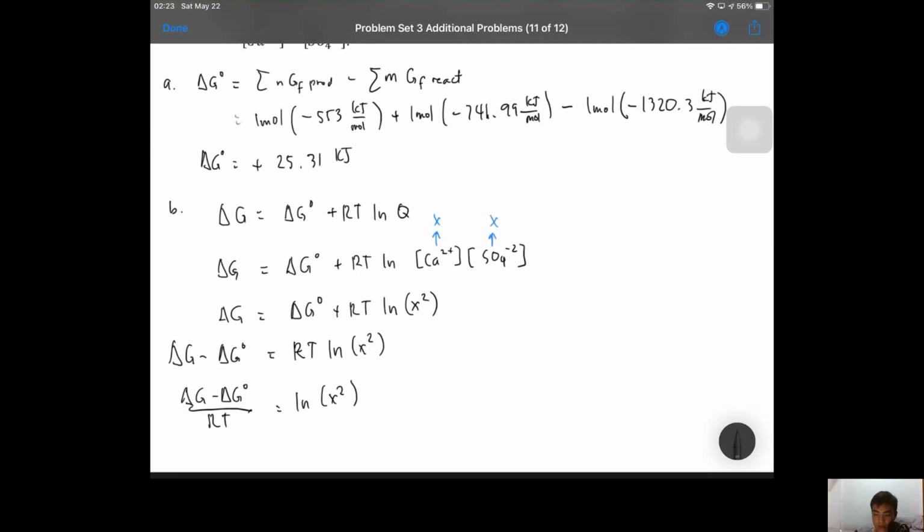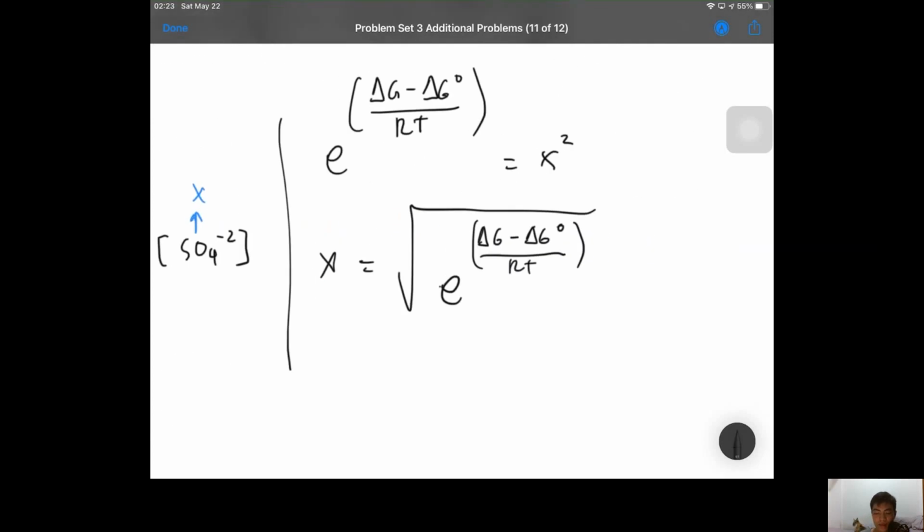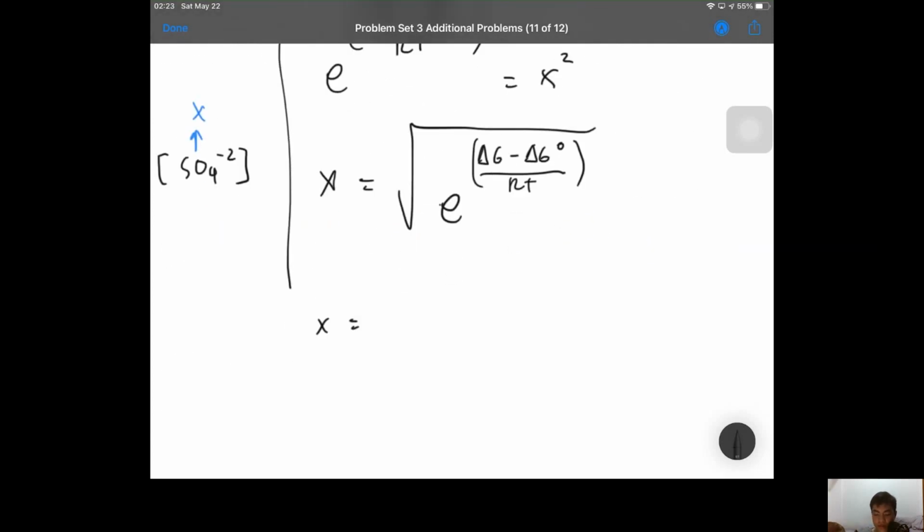So, let me write it here. Ito sa side na to. E raised to delta G minus delta G naught over RT equals X squared. And since X yung kailangan natin, not the X squared, you get the square root. Okay. Get the square root of that value. Okay, so yeah. Let's continue. Solve for X.